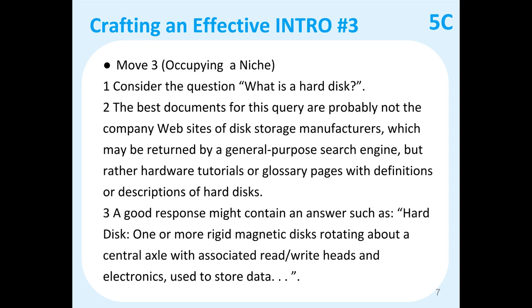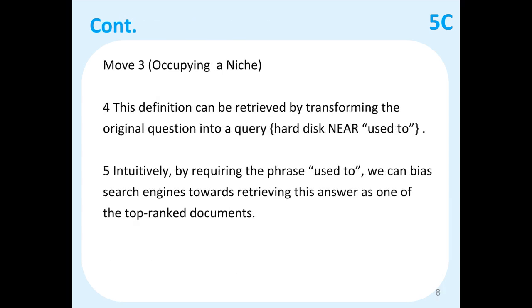Notice how this connects back to the problem we identified earlier. Then, in Step 4, we see how the system transforms the original question into a query, hard disk near used to. Finally, Step 5 shows how requiring the phrase used to can bias search engines toward better ranked, more precise documents. This illustrates how Move 3 works in practice, not only posing the problem but also actively filling the gap.